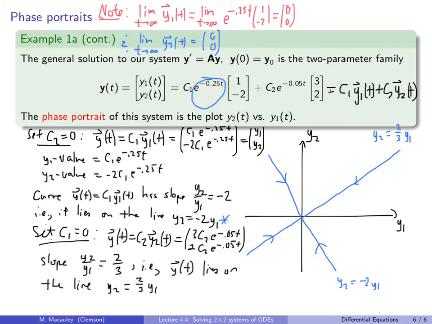And to see that, plug in t equals 4. When t equals 4, we have e to the negative 1 over here, and we only have e to the negative 0.2 over here. So this thing dies out faster than this, which means curves along this line go into the origin faster than curves along this line.